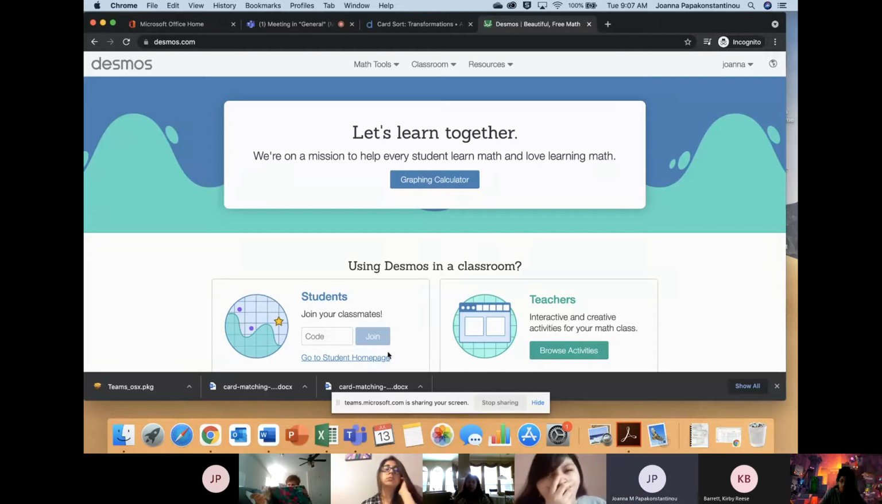You're going to go here, and you can Google Desmos or go to desmos.com, and you're going to have to enter in a code. The code you are entering in is this one.